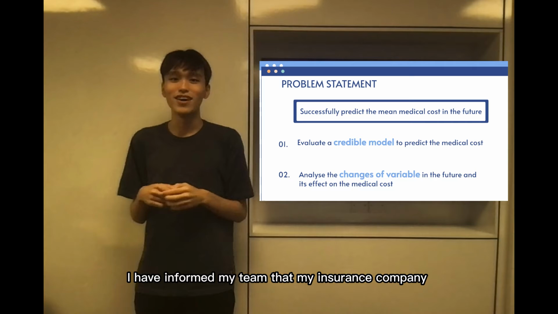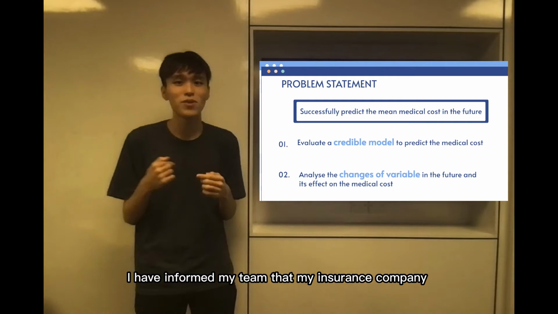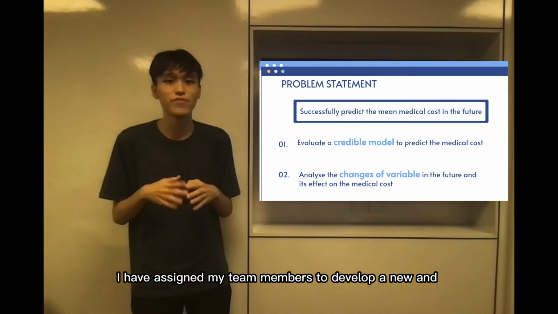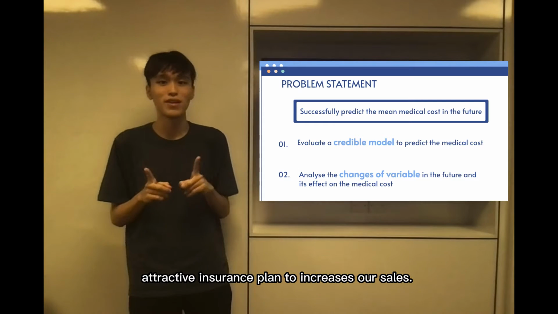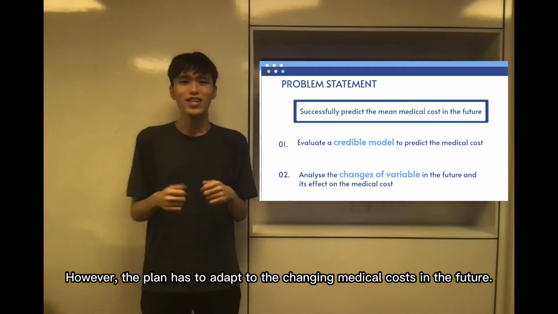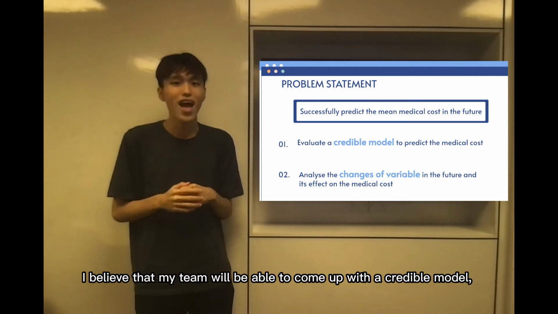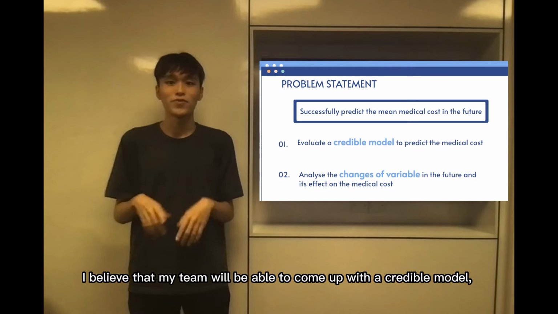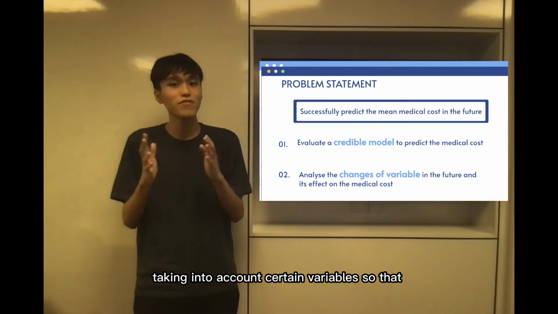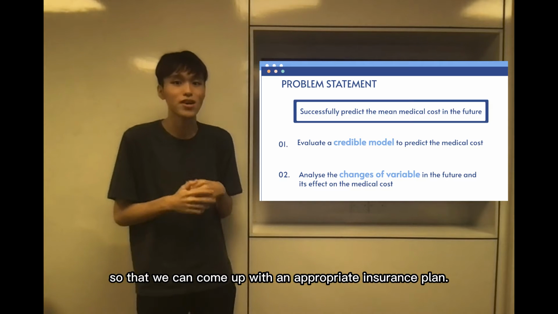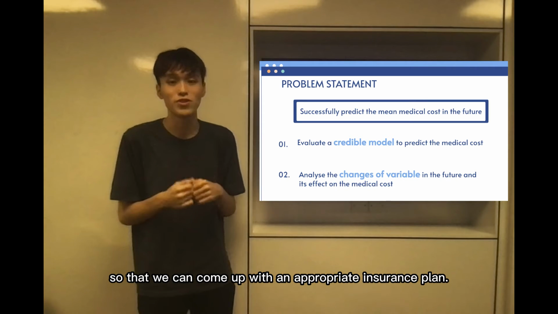As you can see earlier, I have informed my team that my insurance company is facing a loss in revenue, and I have assigned my team members to develop a new and attractive insurance plan to increase our sales. However, the plan has to adapt to the changing medical costs in the future. I believe that my team will be able to come up with a credible model, taking into account certain variables so that they will be able to successfully predict the future of medical costs so that we can come up with an appropriate insurance plan.